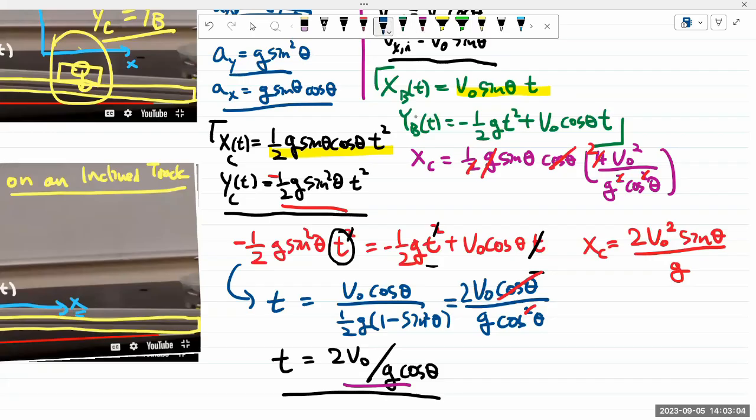Let's write out the position of the ball. That'll be v naught sine theta times this, 2 v naught over g cosine theta. Oh, wait, I made a mistake. There's this cosine there that I forgot to write out. Cosine theta. Okay.